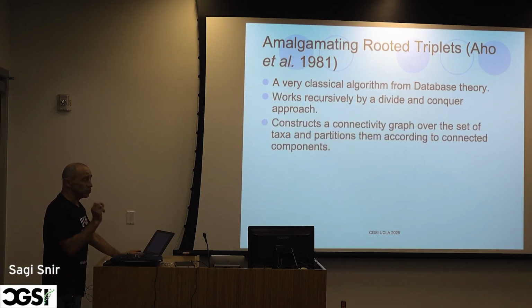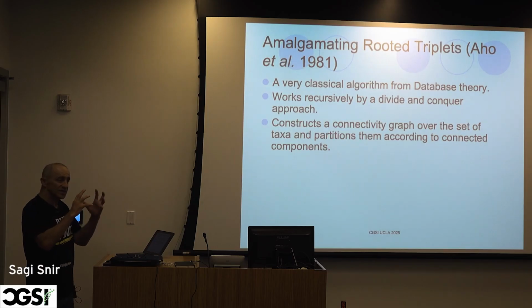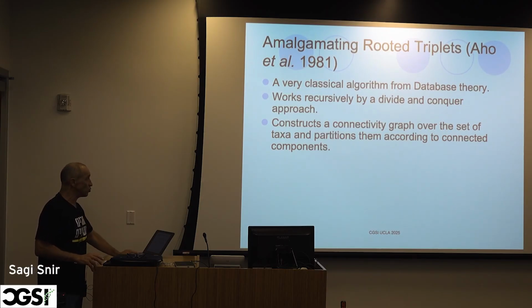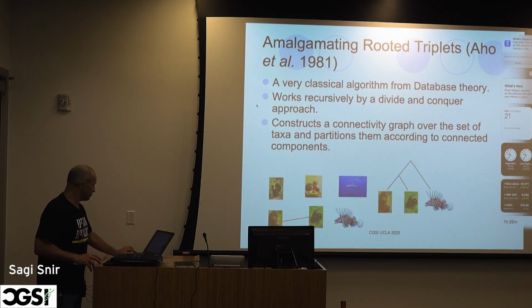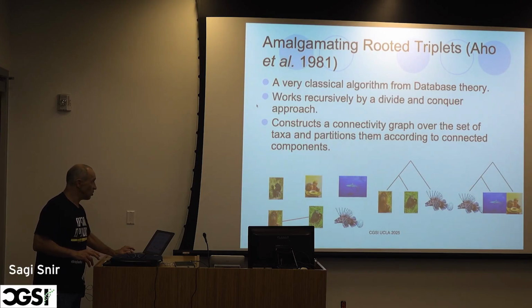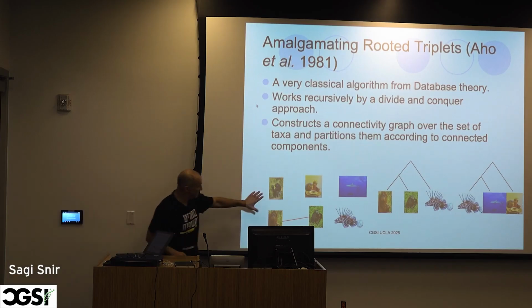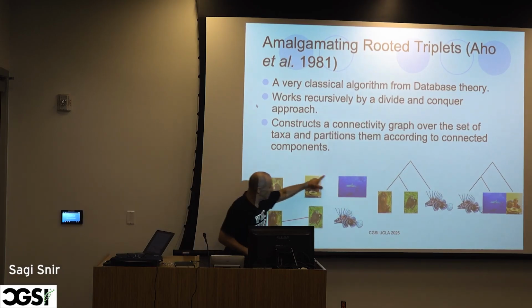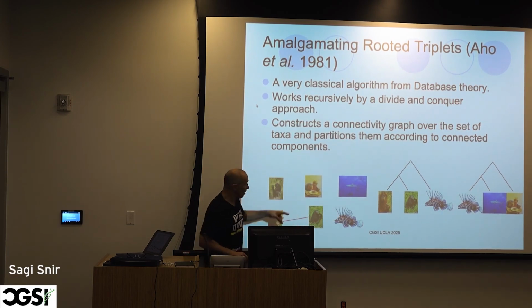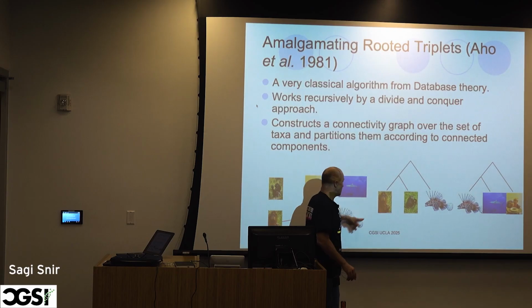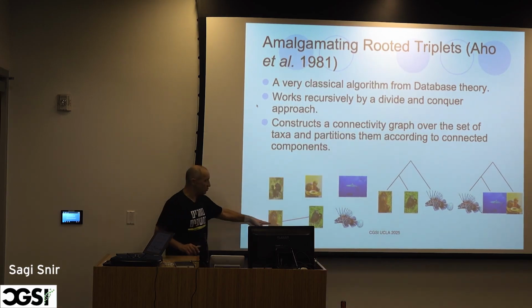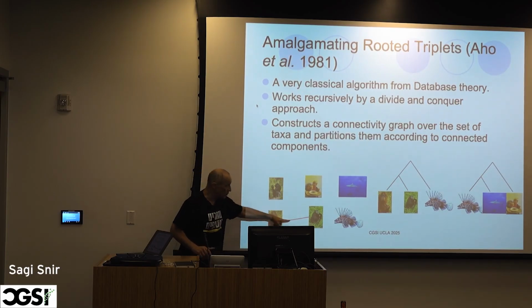Okay, so it constructs a connectivity graph over the set of taxa and then partitions them according to the connected components. Let's have a look. So we have these guys, and this is the connectivity graph. These are the vertices, and now we have these two guys. I don't know if you see them, but we connect them here. These two monkeys, we connect them.